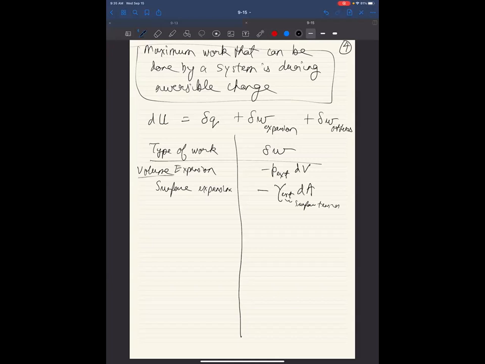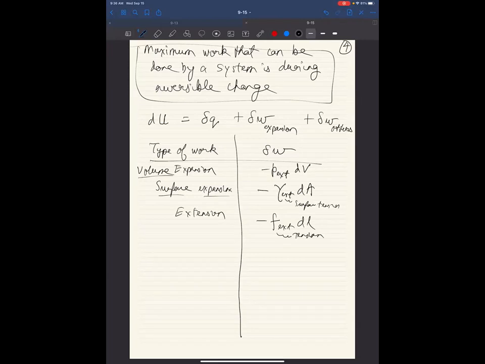So this is volume expansion. This is surface expansion. What is the natural third type of expansion we can think of? Extension, right? Just linear extension. Or let's just call it extension. In this case, we will have force, tension, and change in length, right? So you can see all of them have the same dimension.